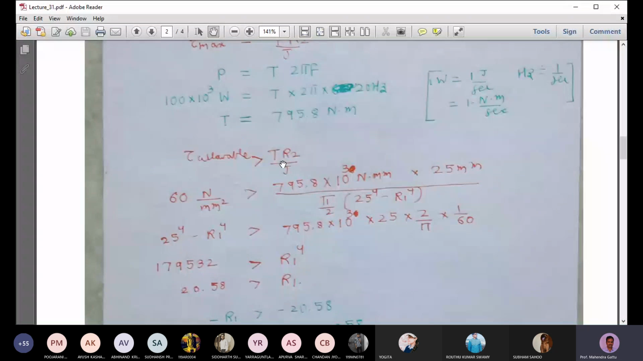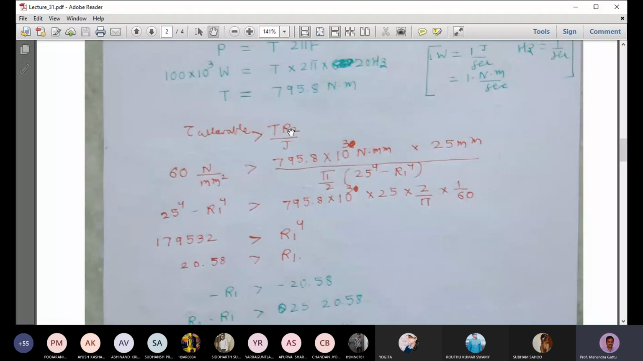TR2 by J is the maximum shear stress occurring in the circular section, and it occurs on the outer circumference. So T value we got as 795.8 into 10 power 3 Newton millimeter. R2 is 25 millimeters. J value is pi by 2 (R2 power 4 minus R1 power 4). So R2 is 25 power 4 minus R1 power 4. And here on the left hand side we have 60 Newton per millimeter square.